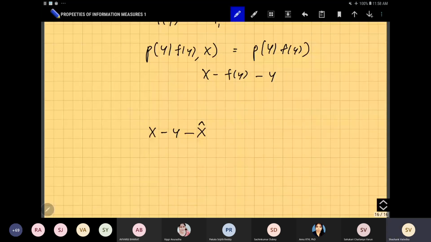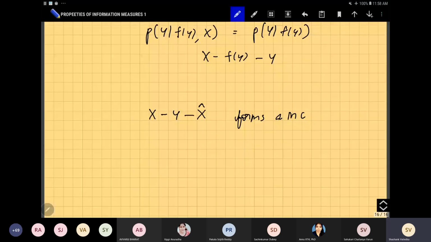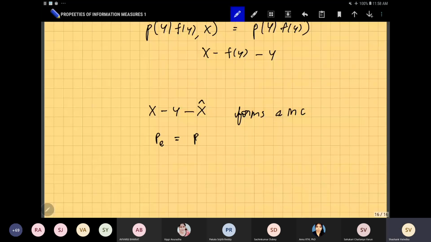Okay, so of course in any communication problem the goal is to estimate x from y, and since x hat is a function of y alone, x, y, x hat forms a Markov chain. So what we're interested in is the so-called probability of error, which is the probability that x hat is not equal to x.